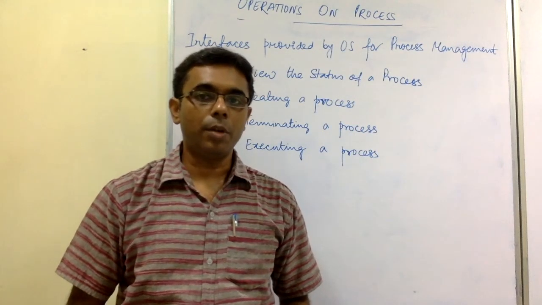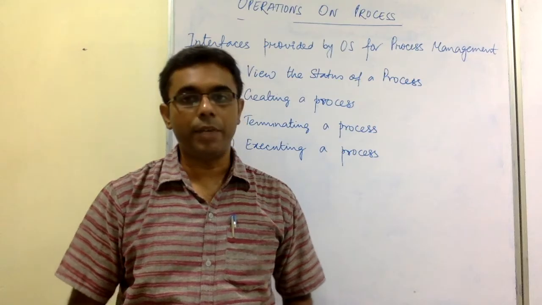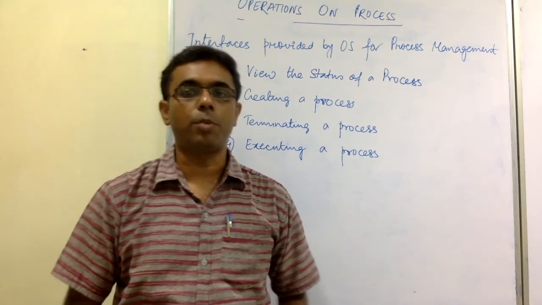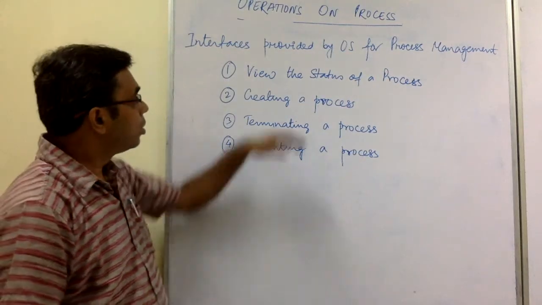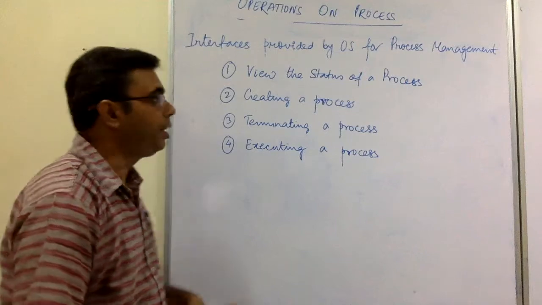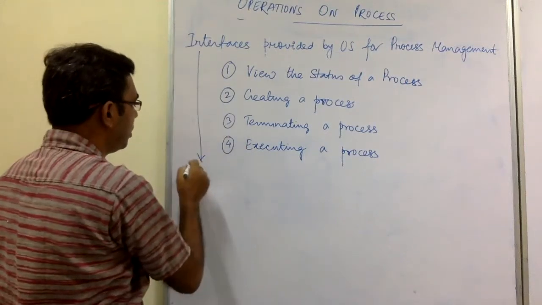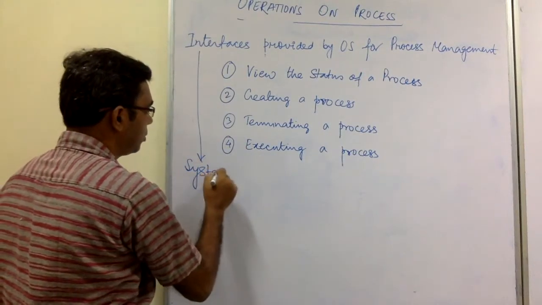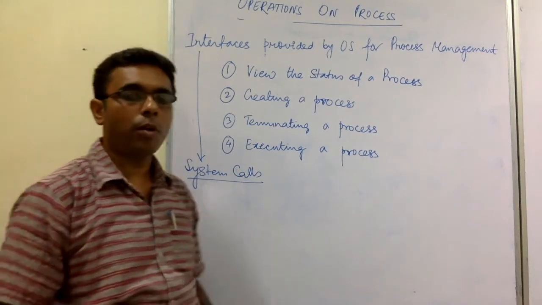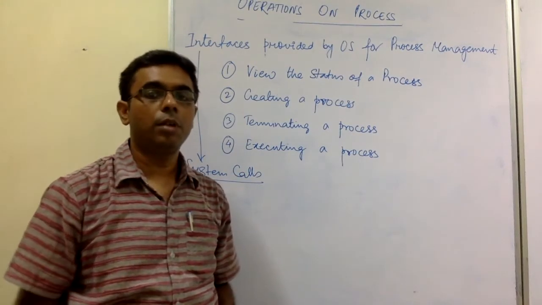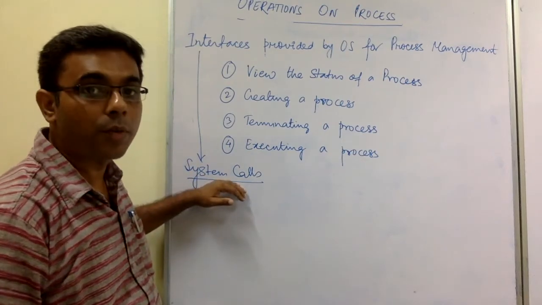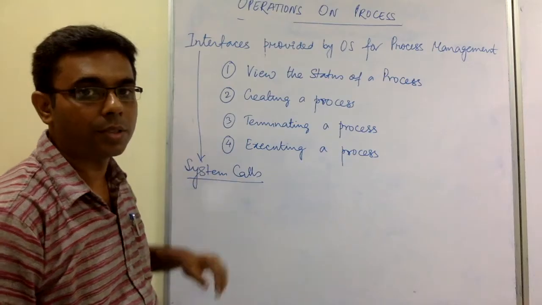In this lecture, we will be talking about what are the operations that we can do on a process and how OS helps the user to perform those operations. So OS provides some interfaces for process management. These interfaces are nothing but the system calls. So if a process wants to perform or the user wants to perform some process management task, it has to make use of those system calls provided by the corresponding operating system.